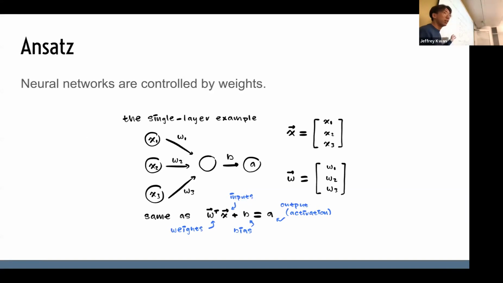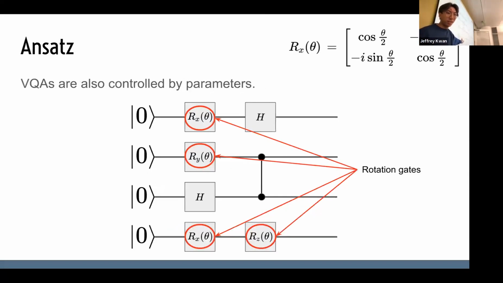So as we saw earlier, neural networks are controlled by weights, right? You have an input, you do some matrix operations, and you get something. These are weights, right? Similarly, VQAs are also controlled by weights, or parameters, as they're called. So look at these gates. They're controlled by something called theta. And what is theta, right? That thing in the corner.